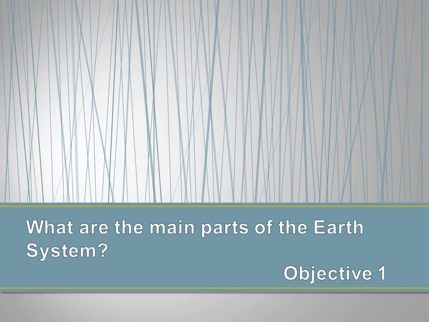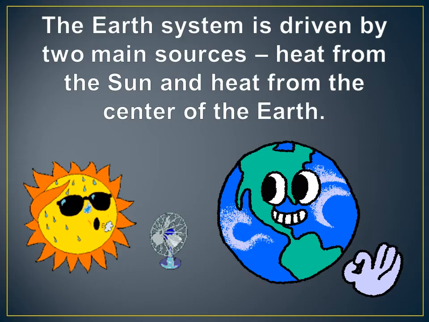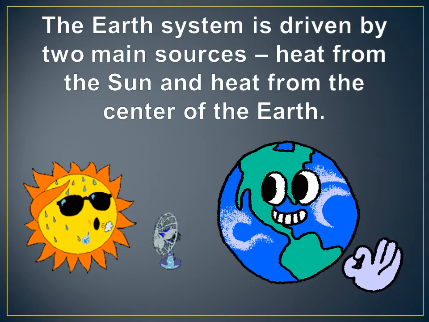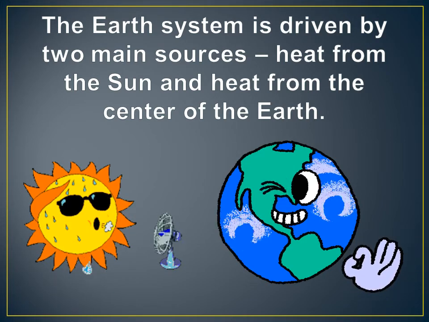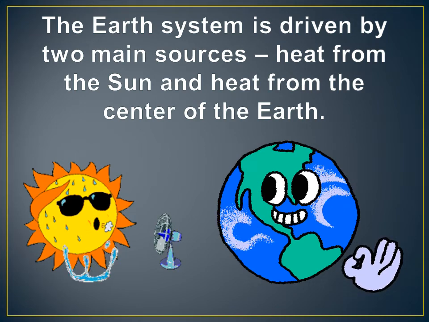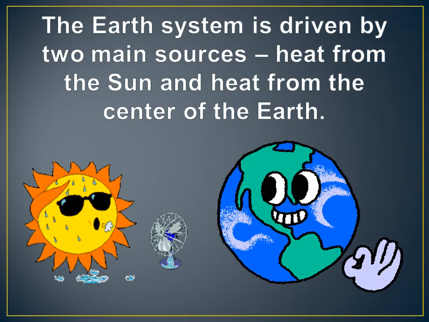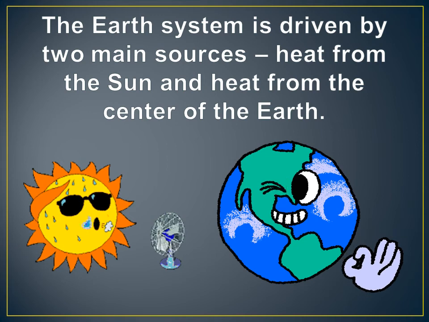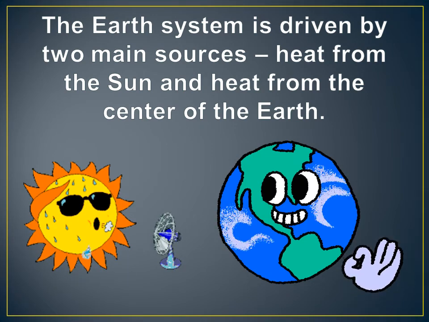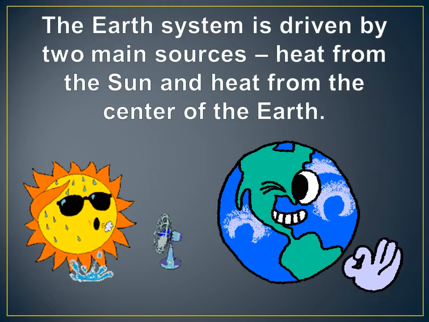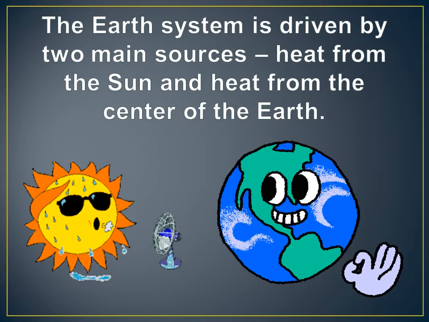Good. Now, our first objective, and we'll look at each objective individually. And then we will look at it at the end as a little bit of a review. So our first objective, what are the main parts of the Earth system? The Earth system is driven by two main sources. Heat from the sun. We obviously can feel the heat. It is April in Thailand. It is the hottest time. And it's hot because the sun is hitting us more directly than at any time of the year.